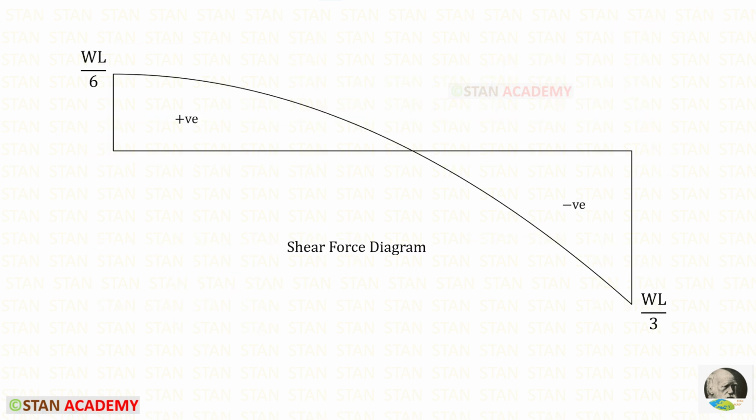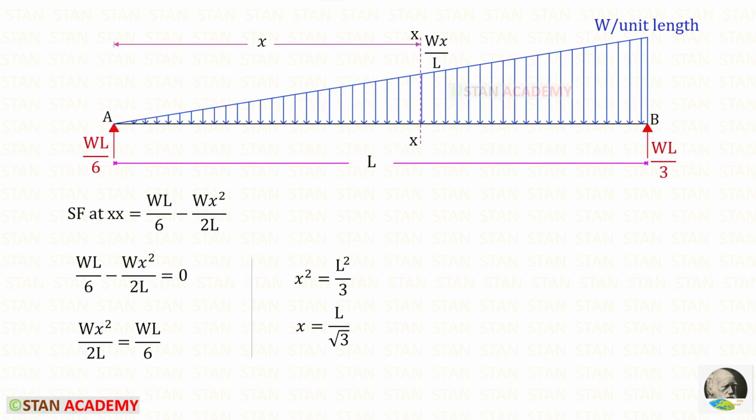Here you can see the shear force diagram. This is a parabolic curve. In this point, the shear force becomes 0. In this point, there will be maximum bending moment. We can make a section in this point and find the distance. You can see that I have made a section in that point.